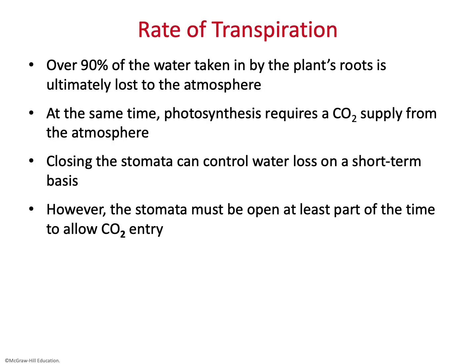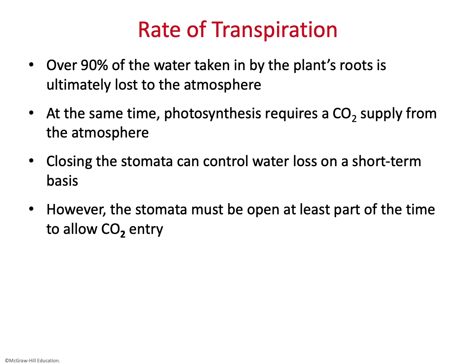More than 90% of water taken up by the root of a plant is ultimately lost to the atmosphere from the leaves. Photosynthesis requires a supply of carbon dioxide from the atmosphere. In order to reduce the loss of water to the atmosphere, a plant can close its stomata. But when stomata are closed, you cannot absorb carbon dioxide. So at least some of the stomata have to be kept open to support photosynthesis.